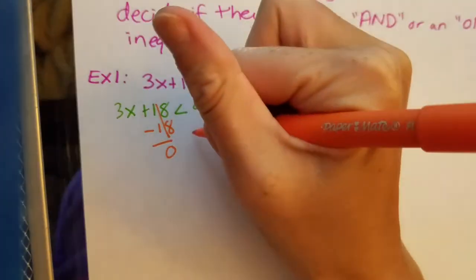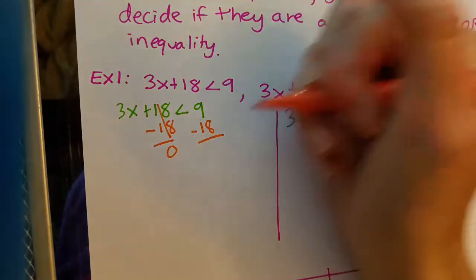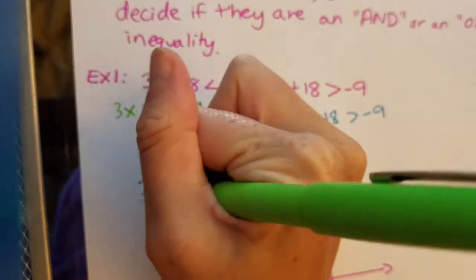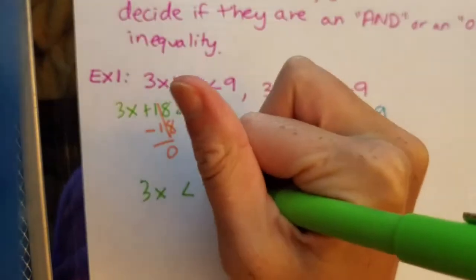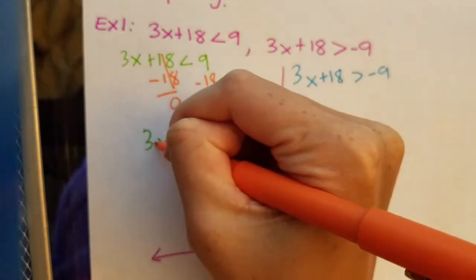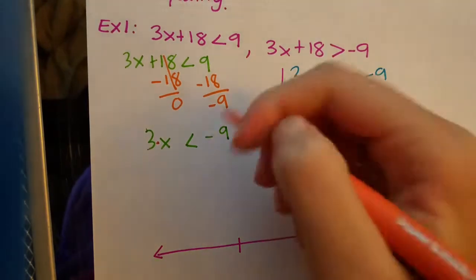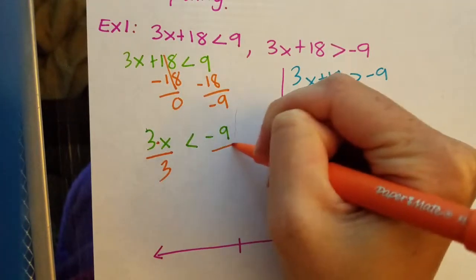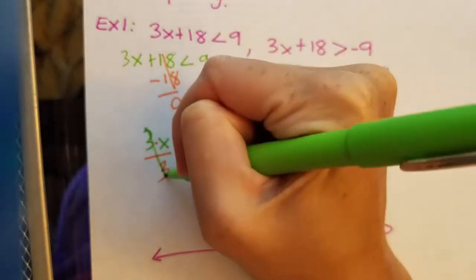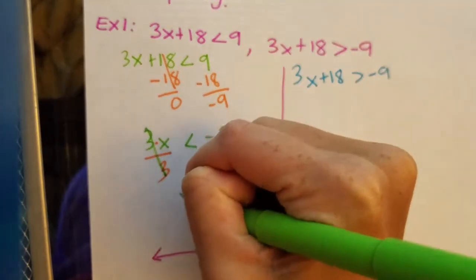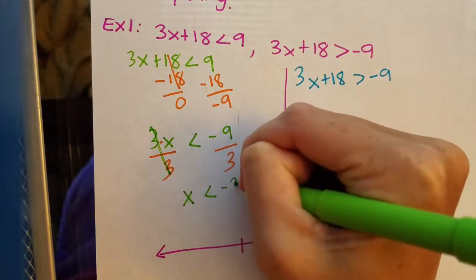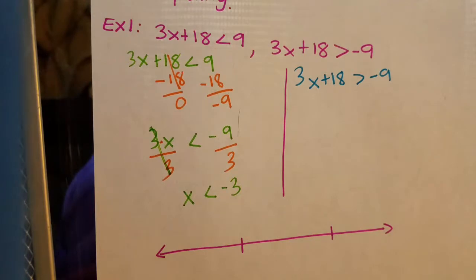So this will cancel. And I'm going to subtract 18 from my 9. 9 minus 18 will give me a negative 9. So now what I'm currently left with is 3x is less than negative 9. Alright, to get x on one side by itself, the 3 is secretly multiplying my x, and the way that we move that to the other side is by dividing, because division is the opposite of multiplication. So on this side, my final answer will be x, this will cancel, so you're left with 1x, or just x, is less than negative 9 divided by 3, which is negative 3.